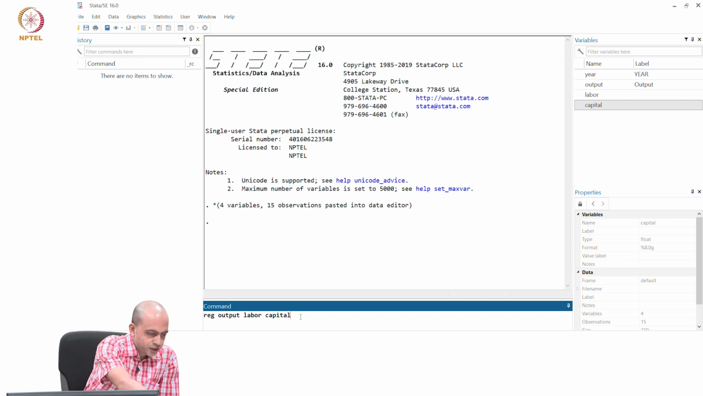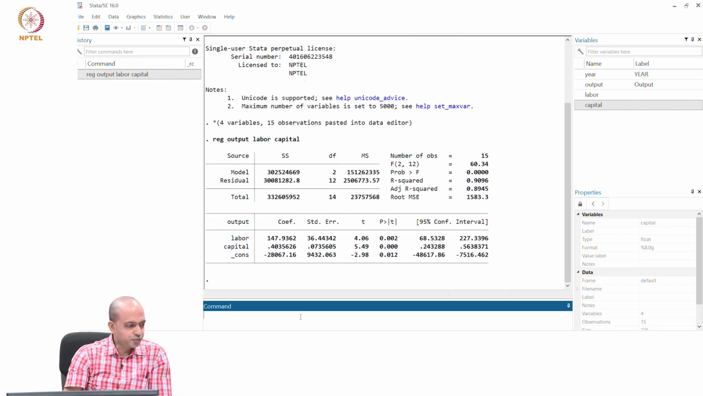Okay. This is the linear model we have estimated. All right. So, how will you interpret the coefficient? This is very simple. For a unit change in labor, on an average output increases by 147 unit, that is the meaning. Similarly, from the coefficient of capital, we can say that for a unit change in capital, output increases by 0.4035 unit.